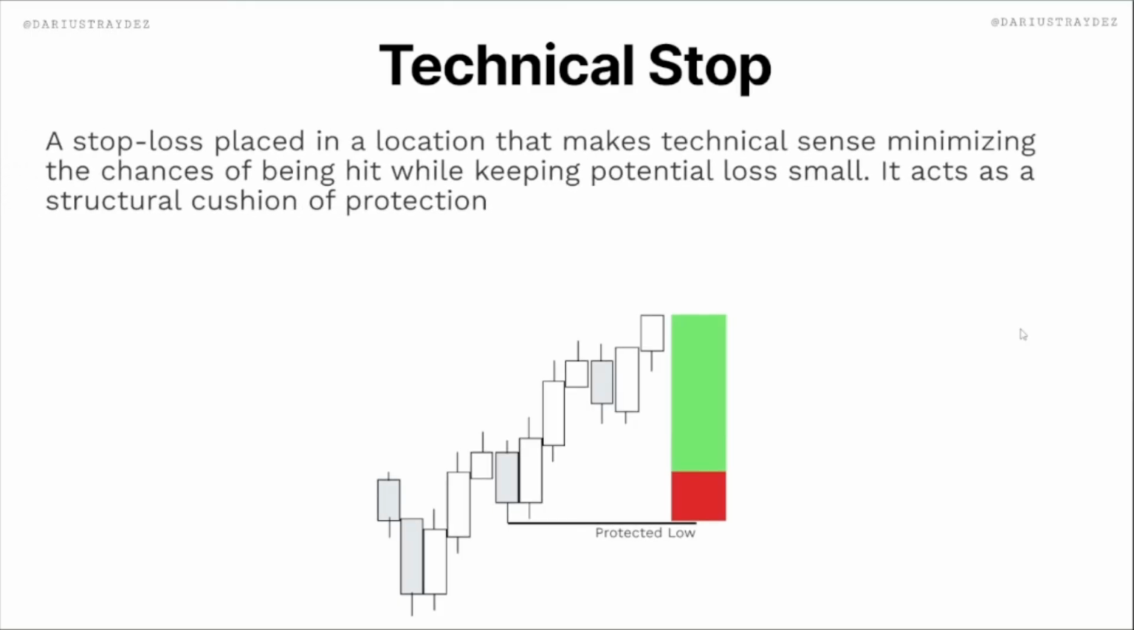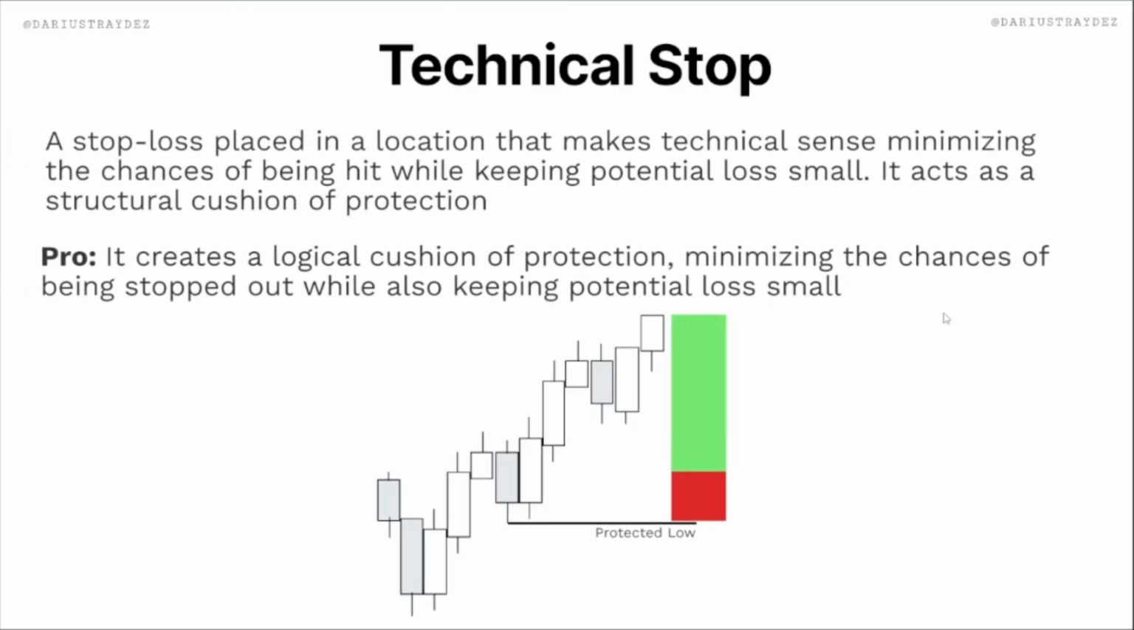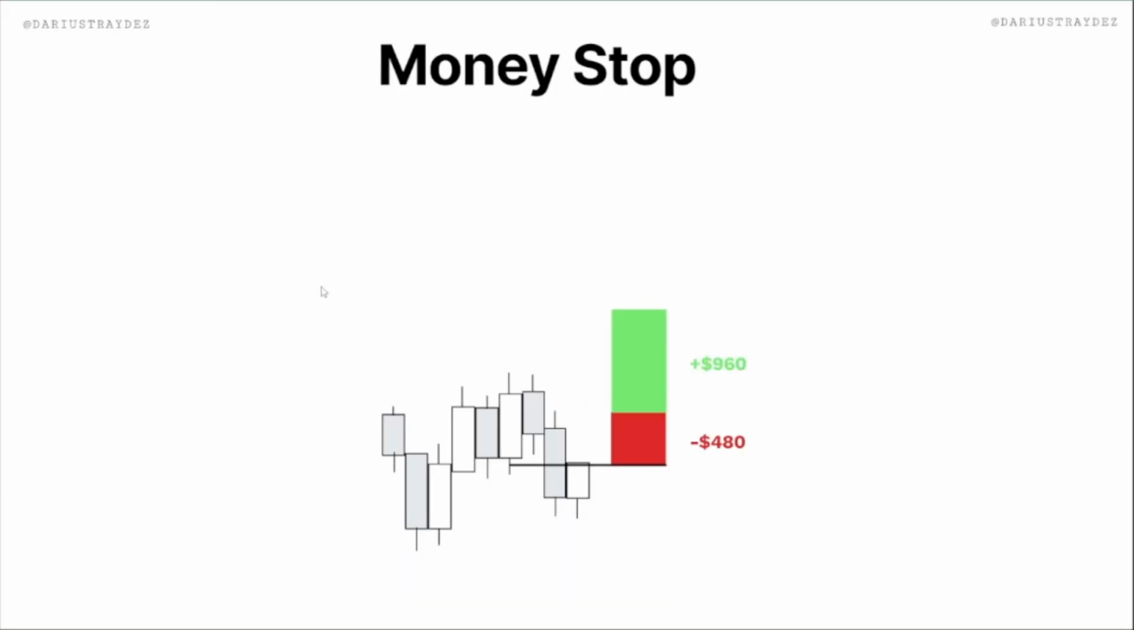First, we have a technical stop. And what a technical stop is, this is just based on price action. Obviously, you have a swing low, what you think is a protected low on a swing. And this is good. It creates a logical cushion for protecting price, and it minimizes the chances of being stopped out, and it keeps your potential loss small.